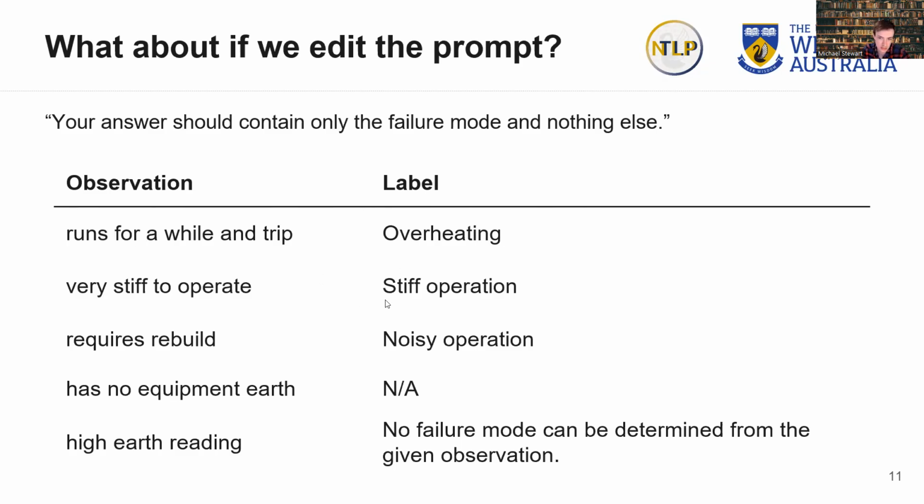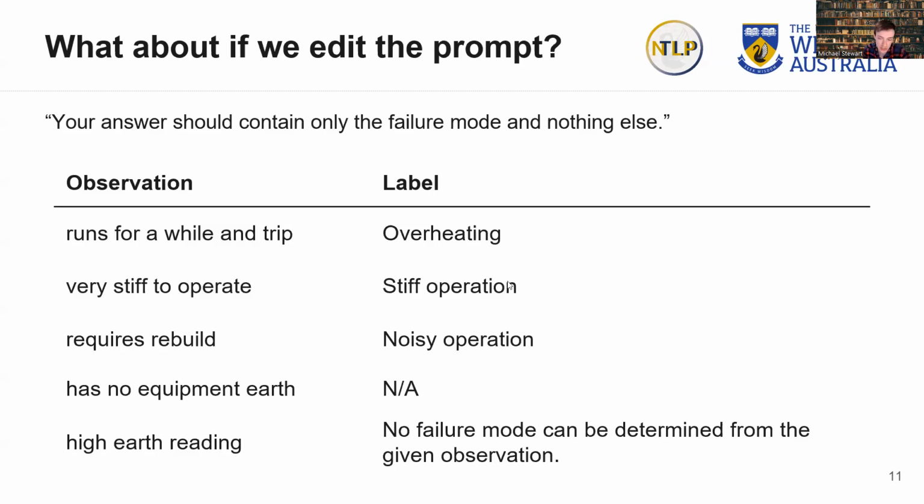You can start to see some big issues as you look further down. For the first one, if you look at NA and no failure mode can be determined, those essentially mean the same thing. So they're not consistent. The responses aren't consistent in any way. It comes up with many different ways of saying the same thing, which is not ideal for analysis later on.